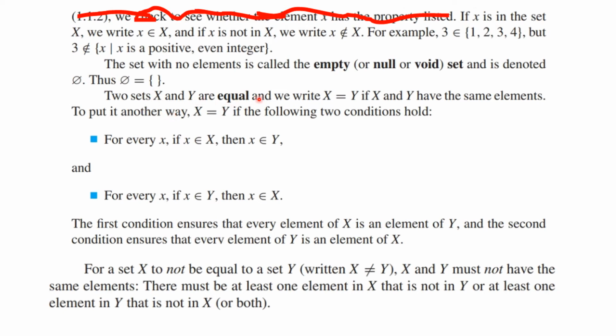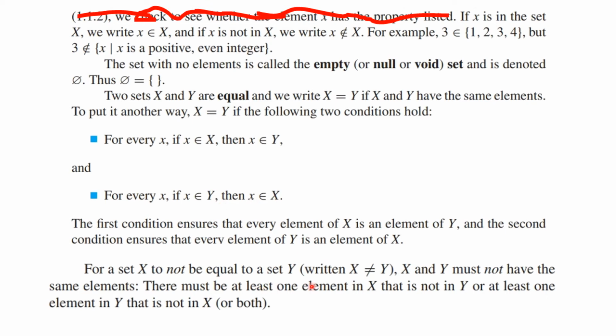Two sets are equal, and we write X = Y, if they have the same elements. So there are two conditions that X = Y means. For every x that's in capital X, then x is in Y. For every x that's in Y, it's also in capital X.